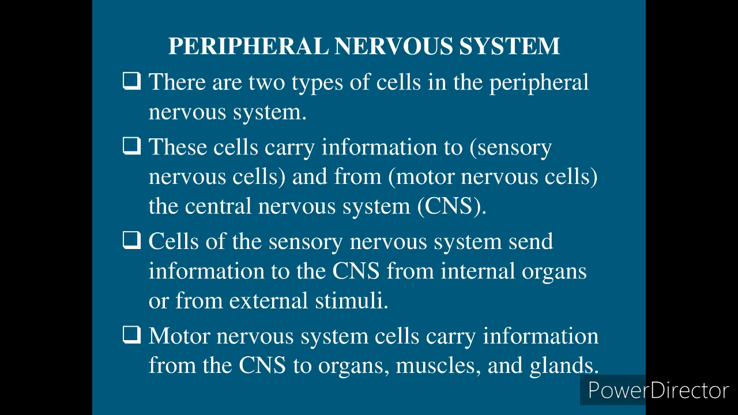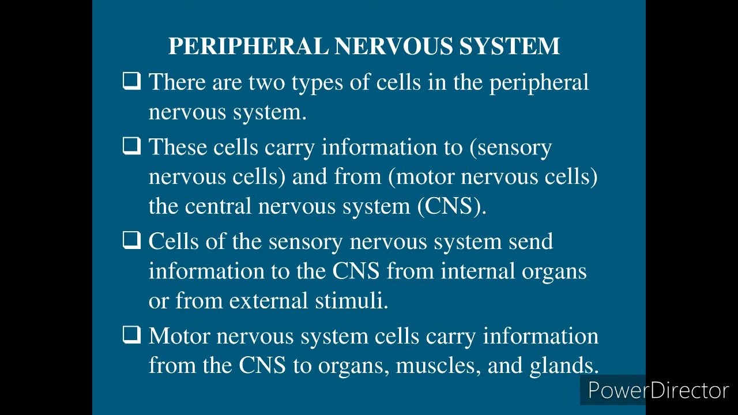So today we'll be discussing the peripheral nervous system. The points are like this. There are two types of cells in the peripheral nervous system. They carry information through sensory nerves as well as from there to motor nerves. Cells of the sensory nervous system send information to the CNS from internal organs or from external stimuli. Motor nervous systems carry information from the CNS to organs, muscles and glands.